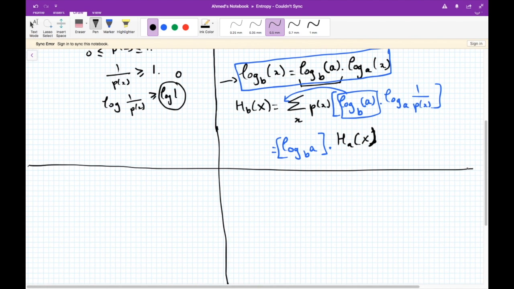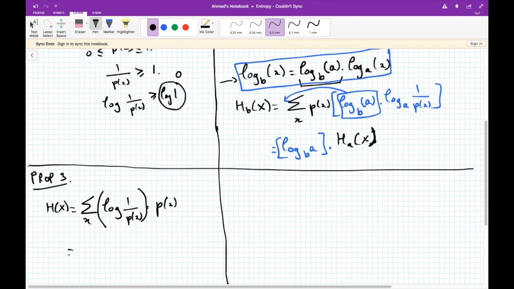And one more property, which is not really a property, it's just rewriting the entropy. So notice that H of x is the sum of just flipping the log and the p, right? So log 1 over p of x times p of x. And what does that mean? It means it is the expectation over p of x of the function, or the random variable, log 1 over p of uppercase X. So since you're averaging this function, we're multiplying each value of this function by its corresponding probability, which means we're averaging this function.